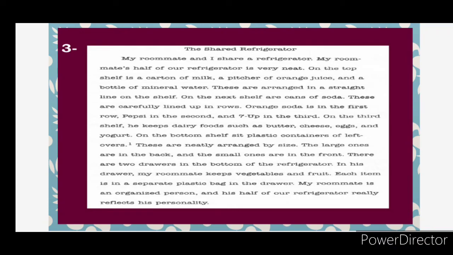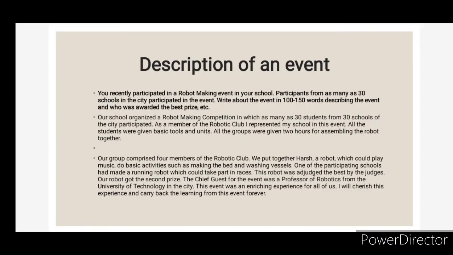On the third shelf, he keeps dairy foods such as butter, cheese, eggs, and yogurt, which means curd. On the bottom shelf sit plastic containers of leftovers. These are neatly arranged by sizes. The large ones are in the back and the small ones are in the front. There are 2 drawers in the bottom of the refrigerator. In his drawer, my roommate keeps vegetables and fruit. Each item is in a separate plastic bag in the drawer. My roommate is an organized person and his half of our refrigerator really reflects his personality.